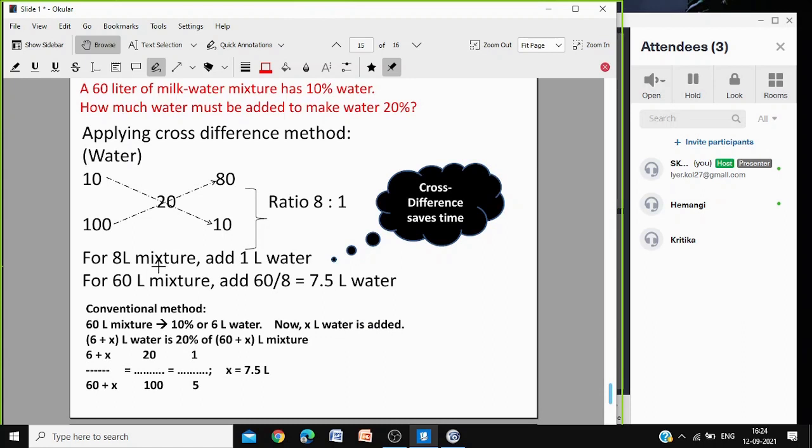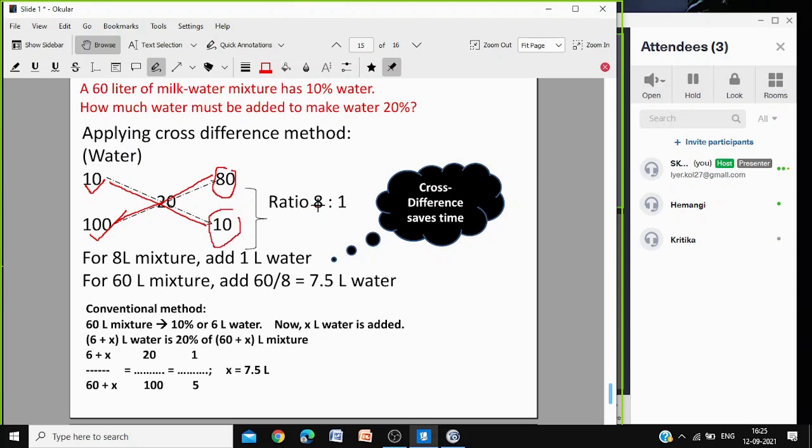So the milk water mixture has 10% water. And when you are adding pure water, water is 100%. This is the milk water mixture where water is 10%, and what you are adding is pure water, 100%. So cross difference: 10 and 20, the difference is 10. 100 and 20, the difference is 80. So you are getting the ratio 80 is to 10, or 8 is to 1.